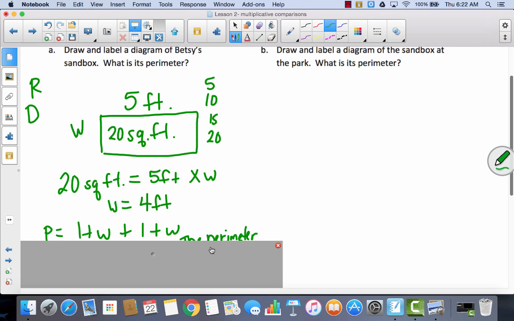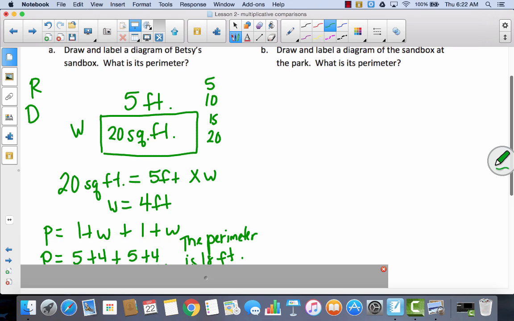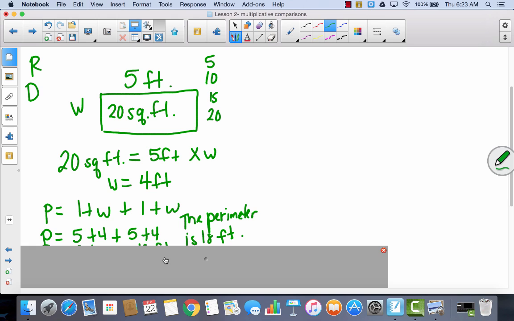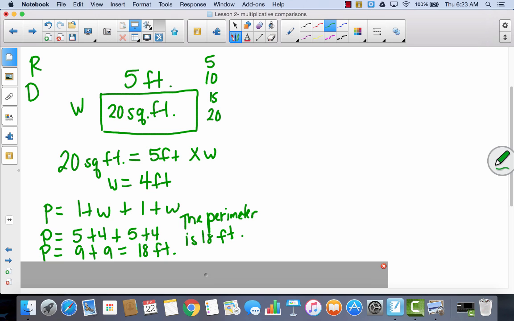Okay, so I knew that the perimeter was length plus width plus length plus width. And I knew that the length was 5 and that the width was 4. So whenever I was writing my number sentence, I wrote 5 plus 4 plus 5 plus 4. When I added that together, 5 plus 4 is equal to 9. So I had 9 plus 9, which equals 18. So I wrote the perimeter is 18 feet.